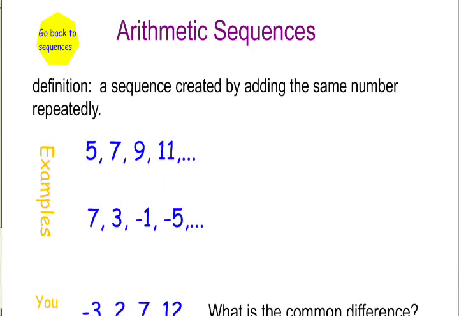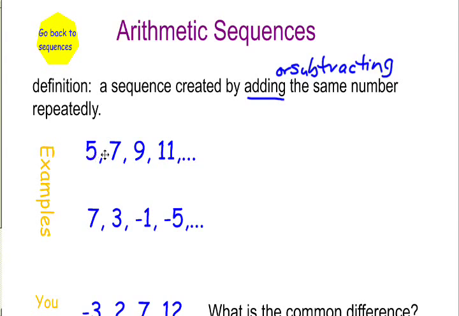One is an arithmetic sequence. So that kind of a sequence, an arithmetic sequence, is a sequence created by adding or subtracting. So we can add or subtract. And I have that word subtracting already in your notes. Adding or subtracting the same number repeatedly.